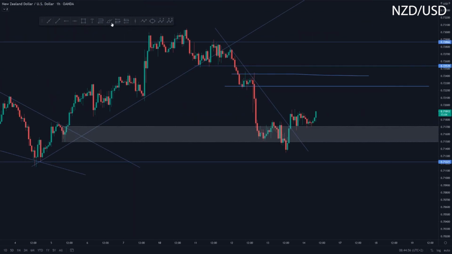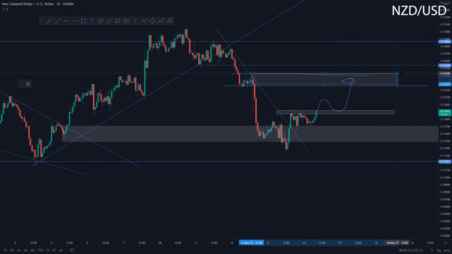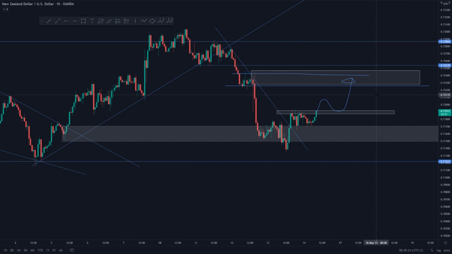we can see that we have this kind of destroyed inverse head and shoulders. However, what we currently need to see is a break above this area of resistance with a nice lower time frame retest of that to potentially take a long up into this area of liquidity right over here at 0.72400. So yep, that is Kiwi dollar for you, and that is today's market outlook.